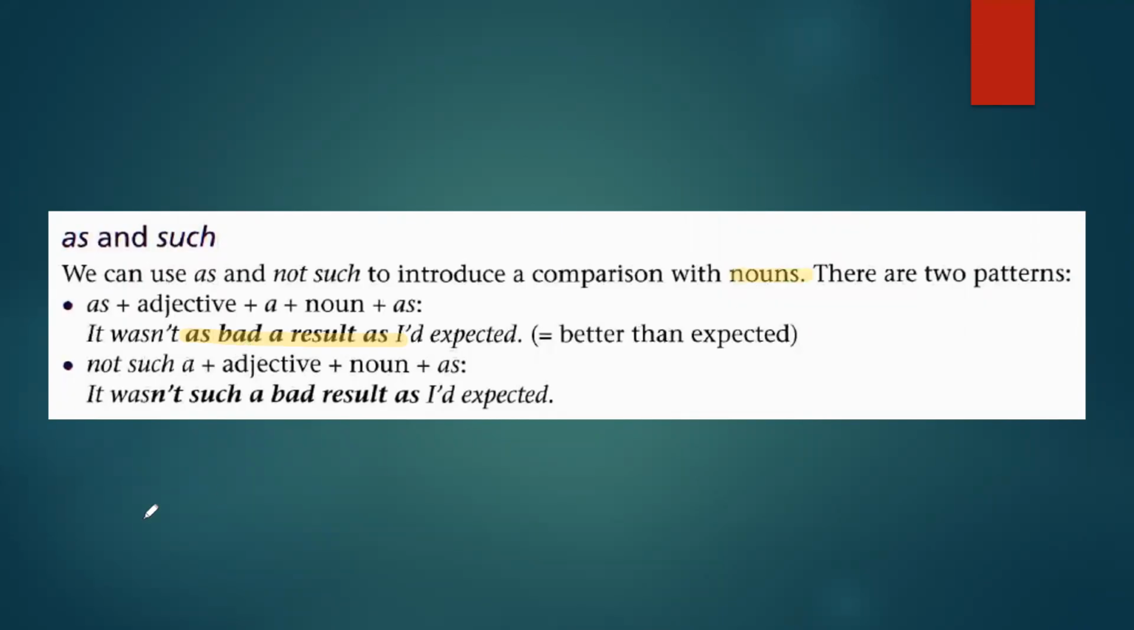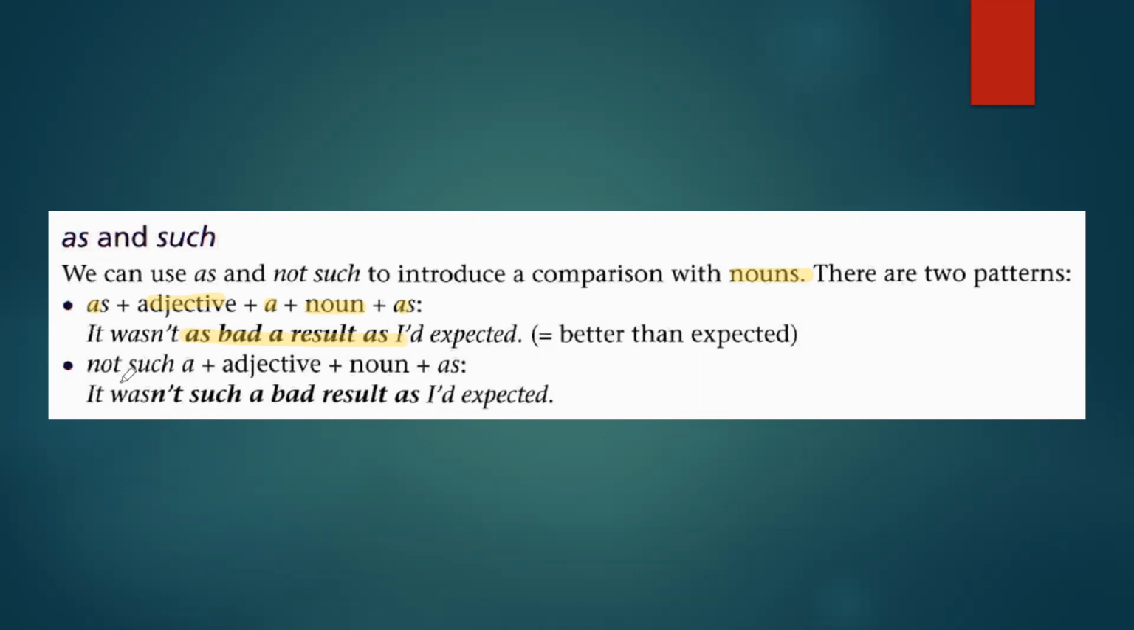When we use nouns in comparison, we can use this construction. It wasn't as bad a result as I'd expected. It means that it was better than I expected. So again, look, we use as, adjective, a, if the noun is countable and singular, and noun, and then again as. It wasn't as bad a result as I expected. We put the adjective before the article, which is really not typical for us.